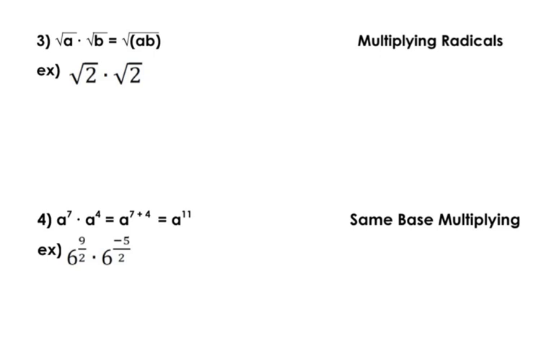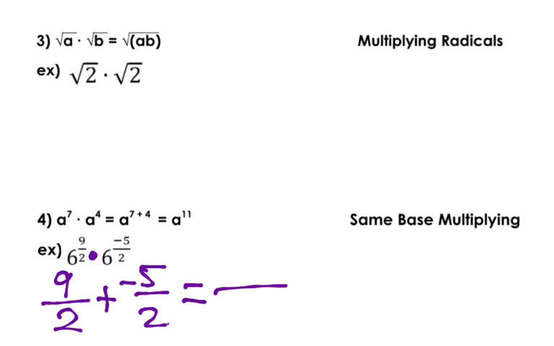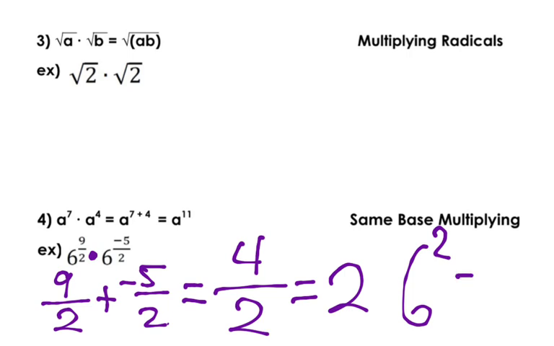So you are multiplying 6 to the power of 9 over 2 times 6 to the power of negative 5 over 2. You're just going to add those two fractions together using the same base multiplying rule. 9 over 2, we're going to add negative 5 over 2. And since you already have a common denominator of 2, you can just do 9 plus negative 5, and that's going to give you 4. And since 4 over 2 can be reduced to 2, we have to simplify our fraction. And then 6 is the base. The power is now 2.